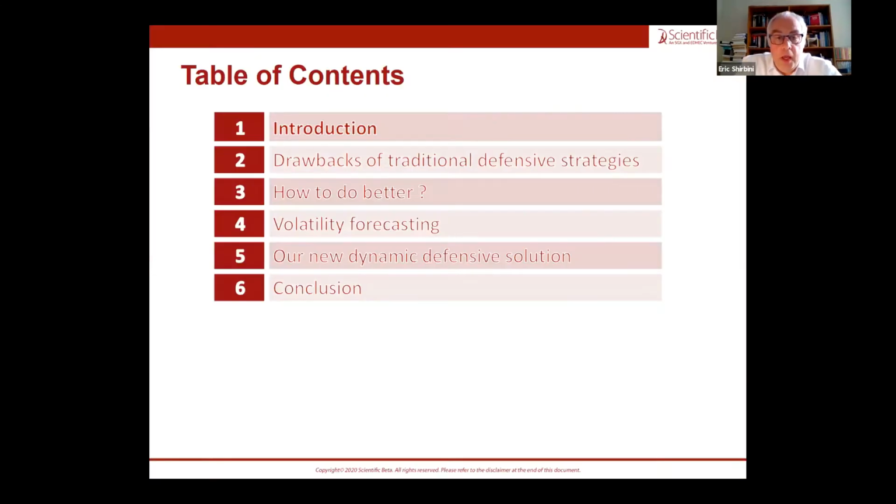So in terms of an outline, I would just like to do a brief introduction about defensive equity strategies. Then I'd like to turn to the drawbacks of traditional defensive equity strategies, and there are 5 main drawbacks that I'd like to address. Then in the third section, we will look at ways to address each one of those 5 different drawbacks. In the fourth section, I'll be joined by Daniel, who will look at ways to forecast the volatility of defensive strategies in order to be able to explicitly control the risk of defensive strategies.